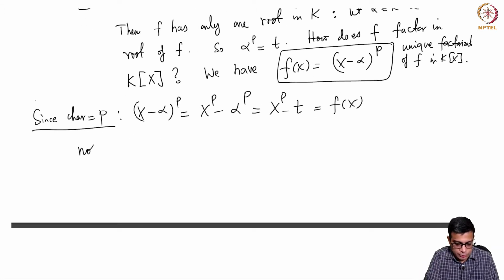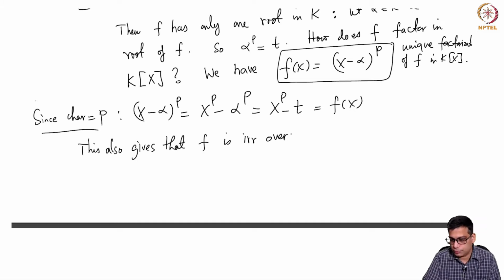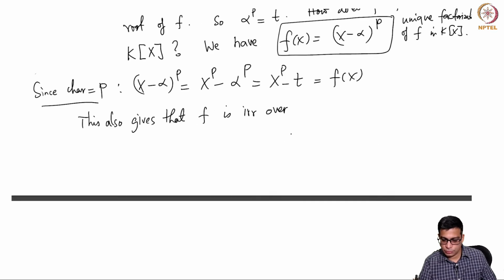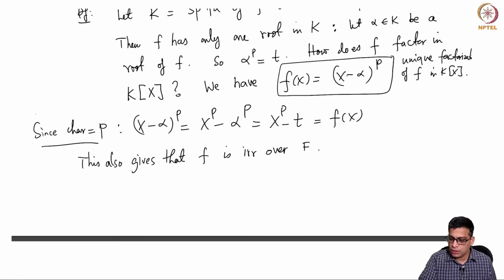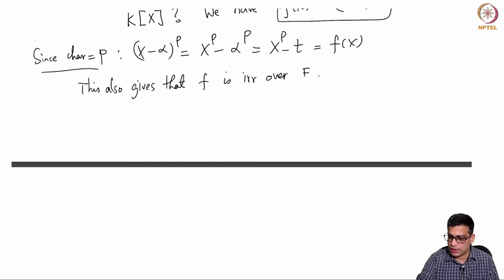So note that this also gives that f is irreducible over F. This is because if it is not, it will have a factor and those factors must involve x - alpha. So actually this requires a little bit of proof. So I am going to leave this as an exercise for you.